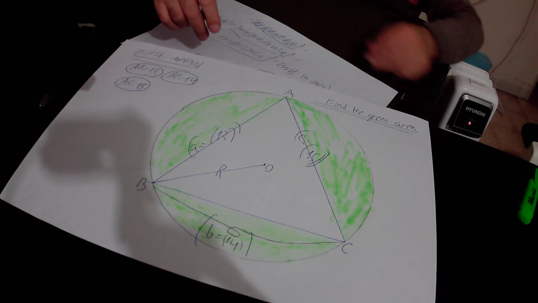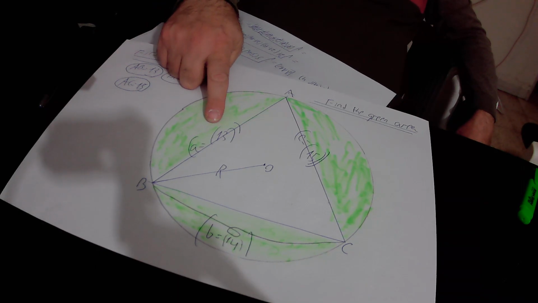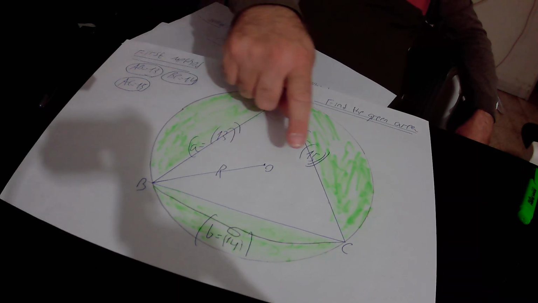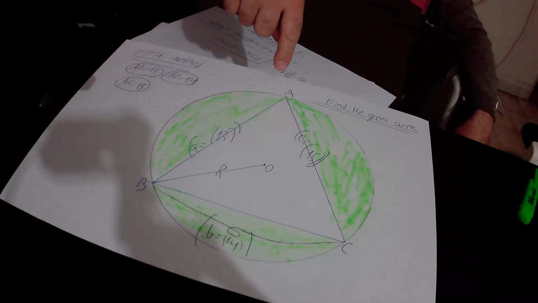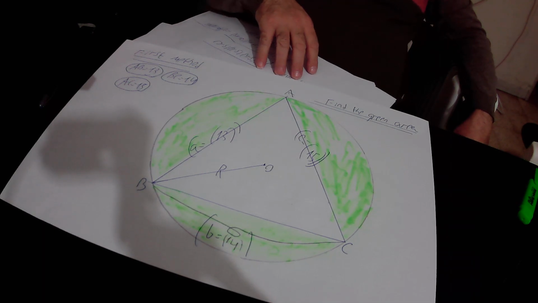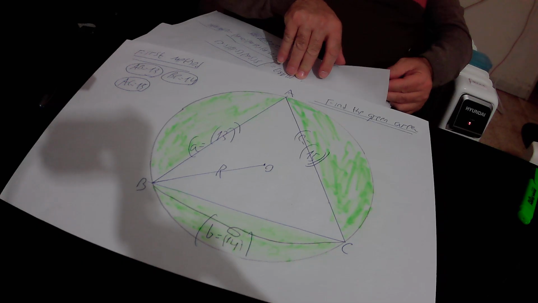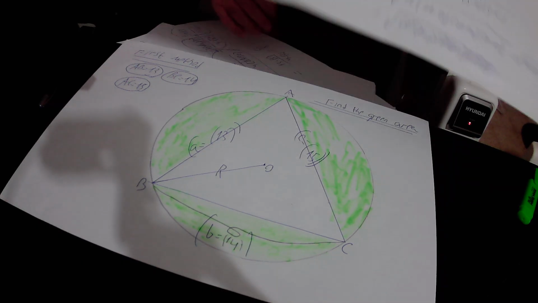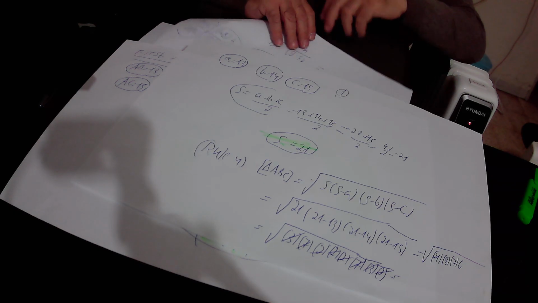But first of all, we defined side AB as A, and we know that A equals 13 units. We define side BC of triangle ABC as B, and B equals 14. We define side AC as C, and C equals 15. Repeat again: according to our definition, A equals 13, B equals 14, and C equals 15.